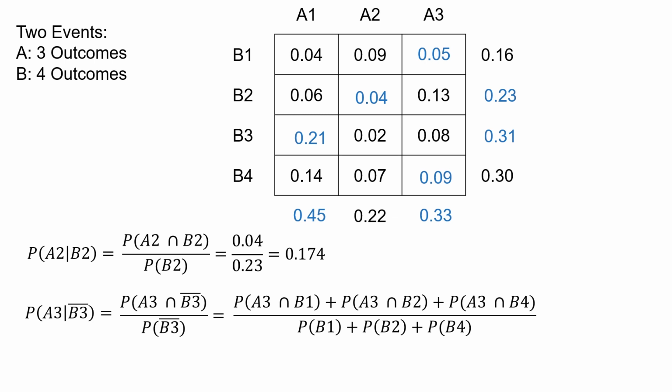So the joint probability of A3 and not B3 is the same thing as the joint probability of A3 and B1, the joint probability of A3 and B2, and the joint probability of A3 and B4, all of the B events that don't include B3. Similarly, the probability of not B3 is going to be 1 minus the probability of B3, or simply the probability of B1 plus B2 plus B4. Like before, we can just pull the value straight from the table, and you can see that we have a probability of 0.391.